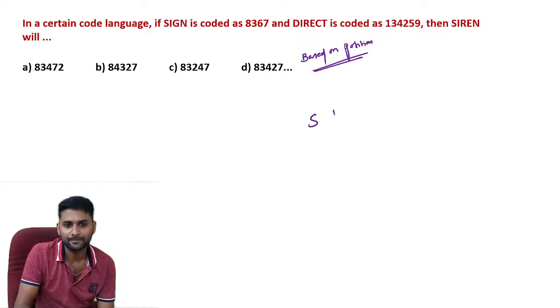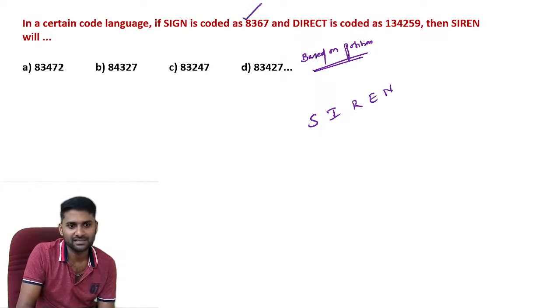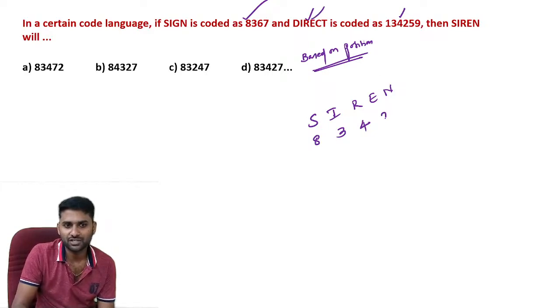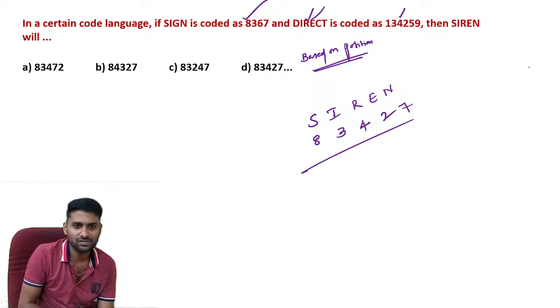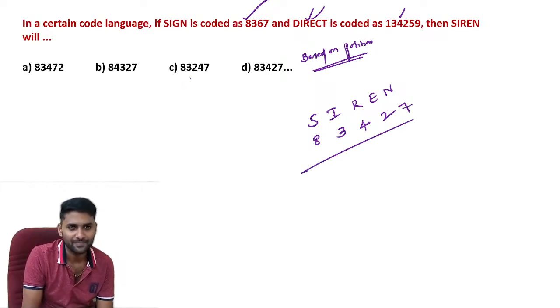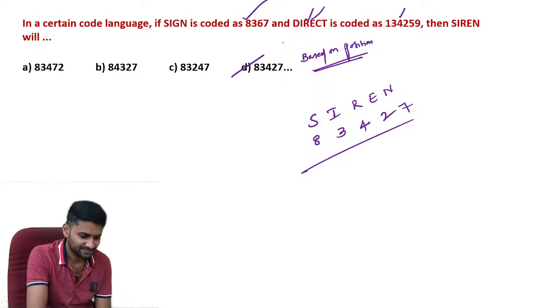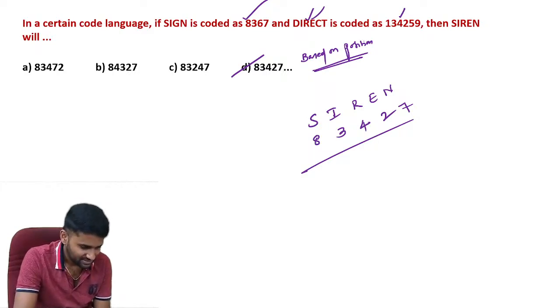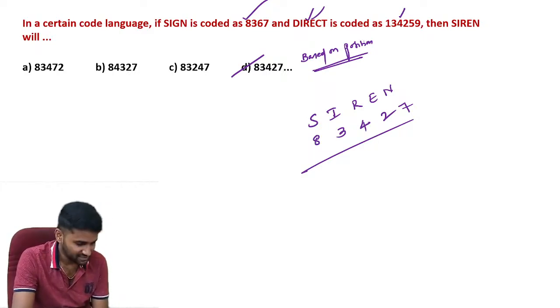What about siren? SIREN. So here S is coded as 8, I is coded as 3, R, the third position, is 4, E. E is again the fourth position, 2. What about the N? N is 7. So the answer is 83427. So D is the correct answer. Very good, Nana. Rani, it's D.